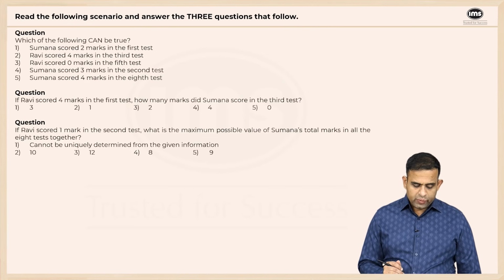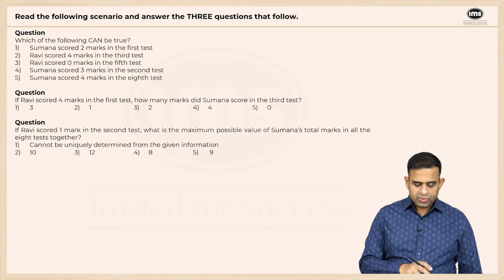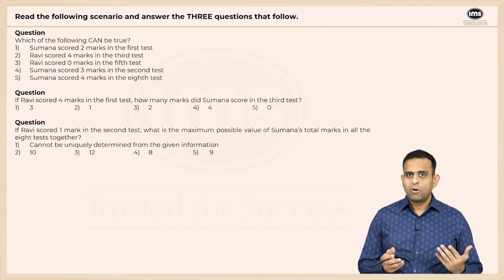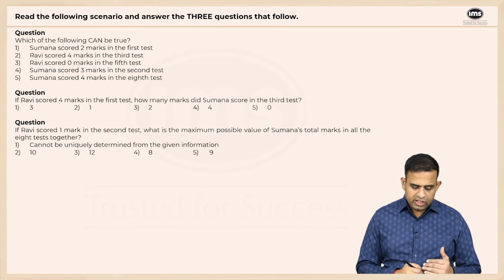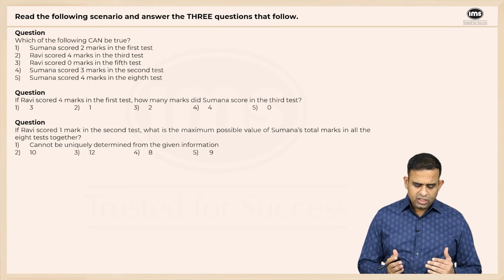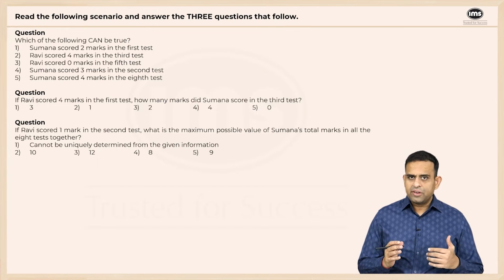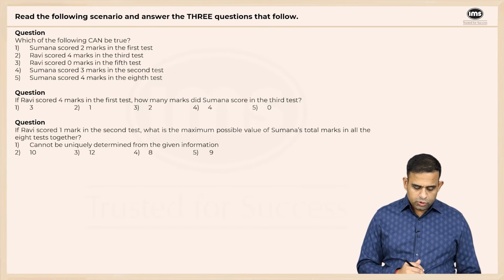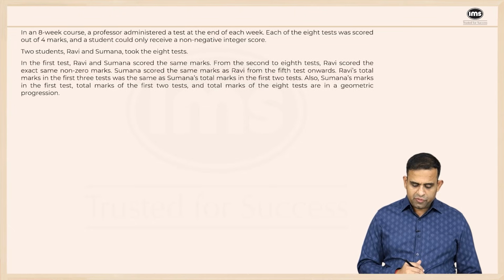And then if I look at the question, which of the following can be true is given to you. Number 2 and number 3 are slightly on the easier side because they gave you the possible score of, let's say, Ravi in the first test or the second test over here. And the word is can be true. So definitely multiple possibilities are going to arise over here. So let us look at the approach.